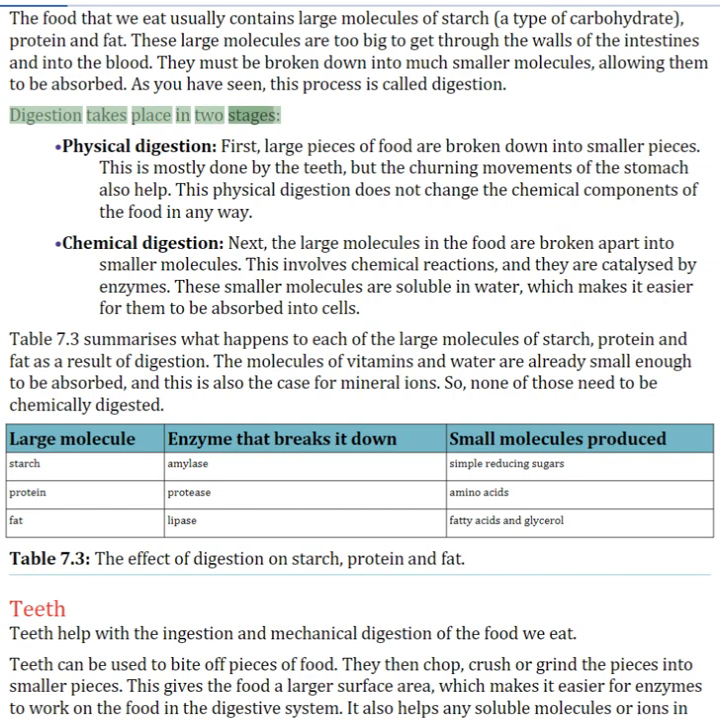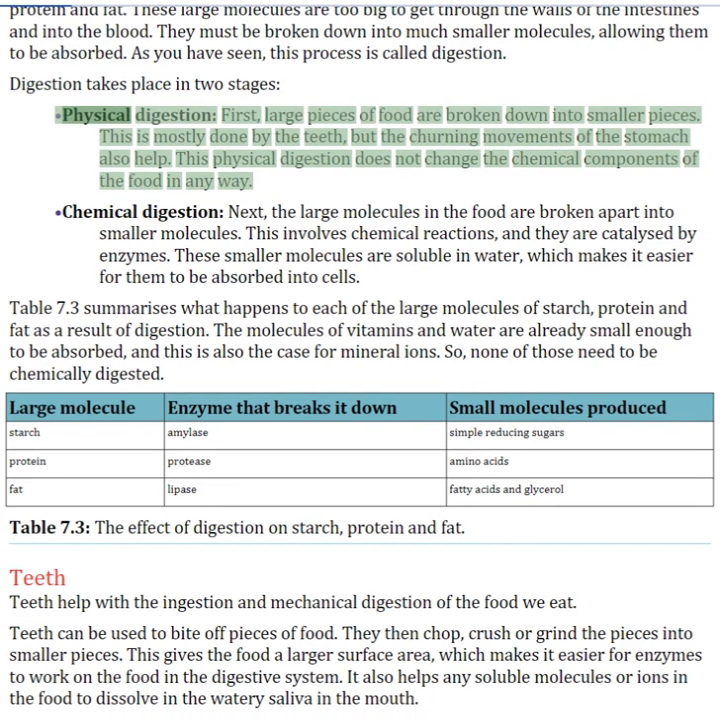Digestion takes place in 2 stages. Physical digestion: first, large pieces of food are broken down into smaller pieces. This is mostly done by the teeth, but the churning movements of the stomach also help. This physical digestion does not change the chemical components of the food in any way.